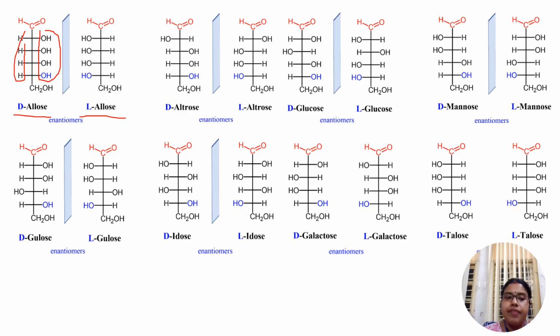And in the case of L-allose, all the hydroxyl groups are on the left and all the hydrogens on the right. Similarly, in the case of altrose, glucose, mannose, gulose, idose, galactose and talose, if we take the D isomer and make a mirror image, we will get the L isomer for all the structures, and all are enantiomers in nature.